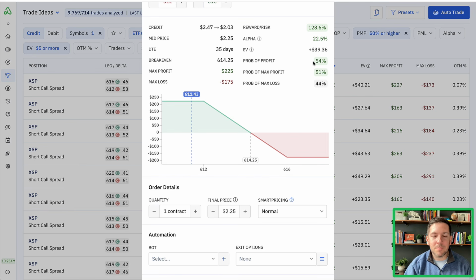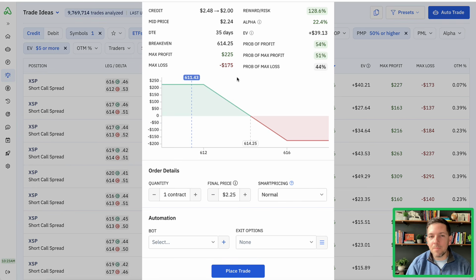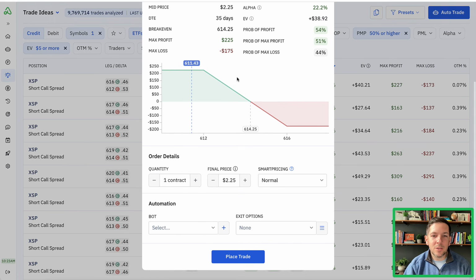Probability of profit is higher than 50-50, which is okay, but the reward to risk is 128%, which is really good for this position. It is a bearish position for this potential market, so that's okay. I need the market to go down or trade sideways, but it might be a good trade to get into.